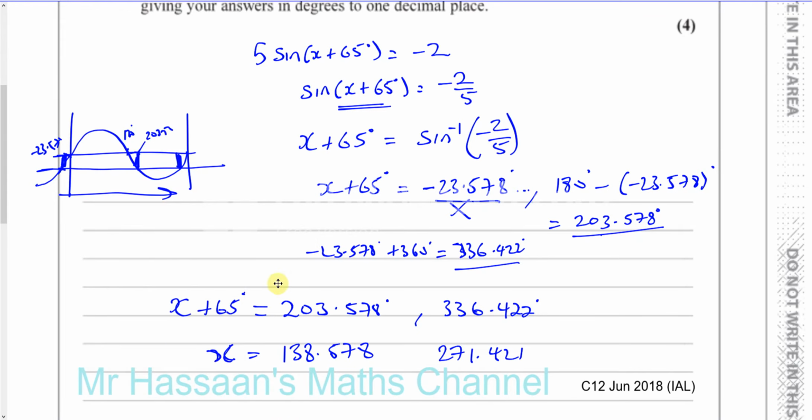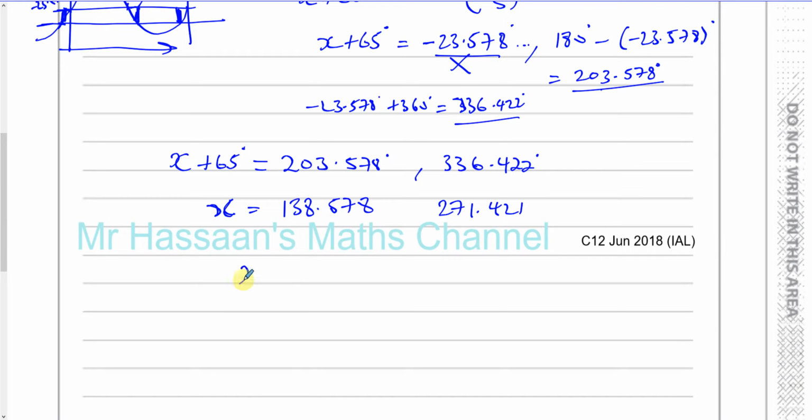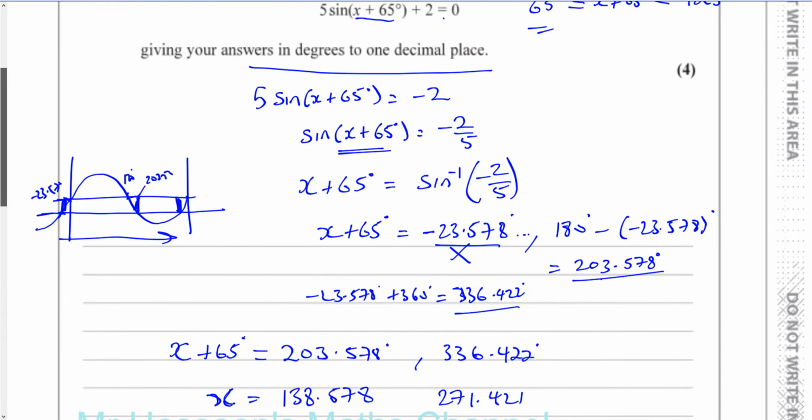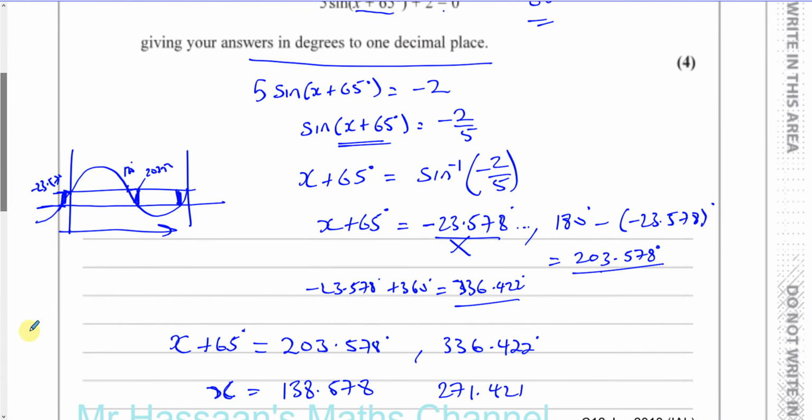Yep. Okay, so those are our answers, but we have to give the answers in degrees to one decimal place. So now what I must do is round these to one decimal place. So that's 138.6 degrees and 271.4 degrees, and those are our solutions to question 12 part 1. Okay, so that's with the sine ratio. Now for part 2, there's a bit more to it.